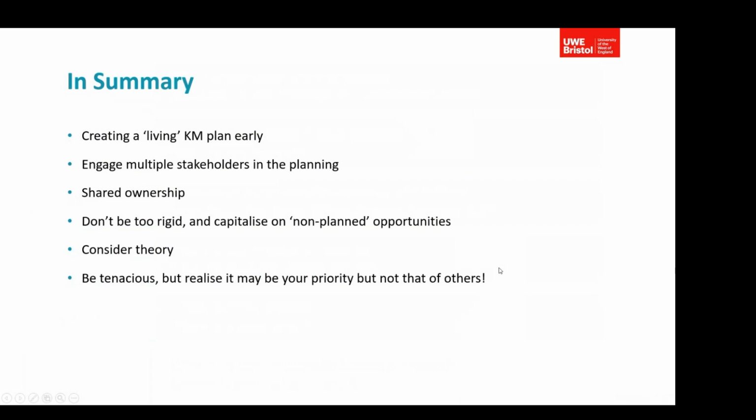So in summary, create a living KM plan really early on in the process. Engage multiple people and stakeholders when you're planning your KM. That will help individuals take ownership as well, and they'll be advocates for you throughout the whole process of your research. Don't be too rigid, so capitalize on those non-planned opportunities as well. Maybe consider theory. You haven't had any opportunities to talk about this today, but there are many theories and frameworks out there that you can look at to help support your implementation plan.